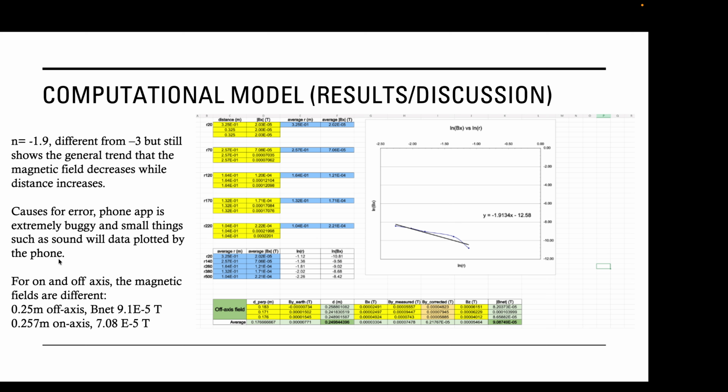For the on and off axis measurements at 0.25 meters, the off axis field is 9.1 e to the negative 5 Tesla, and at 0.257 meters on axis it's 7.08 e to the negative 5 Tesla. I will explain later, when we get to the computation part, that this is incorrect and the coded version is correct.